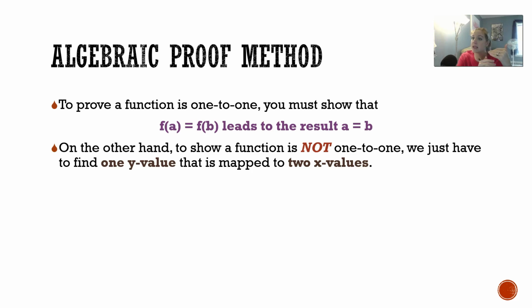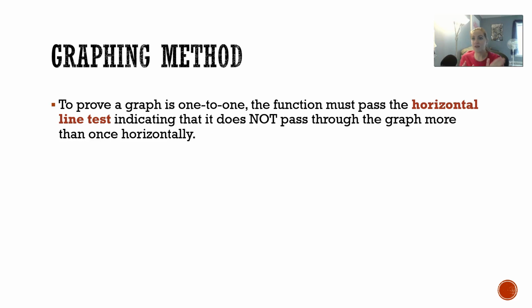On the other hand, let's say you want to show that a function is not one-to-one. How do we do that? What we have to do is use a counterexample, which is simply finding one y value that has two x values mapped to it. So you find and show, hey, for this y value, two different x values map to it, so it's not one-to-one. I love counterexamples. Those are the best.